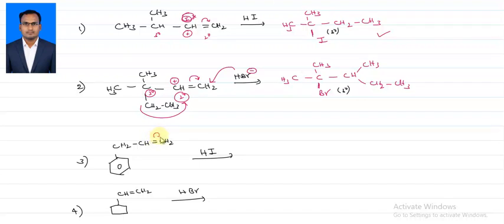Let's see. This is having the iodine. It is a secondary carbon. So a secondary carbocation is to be formed. So CH3 is forming. Hydrogen will be attacked here, H plus. Now I minus is to be there. I minus will come and attack here.